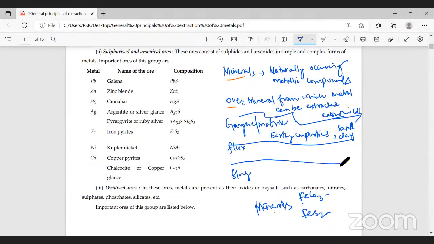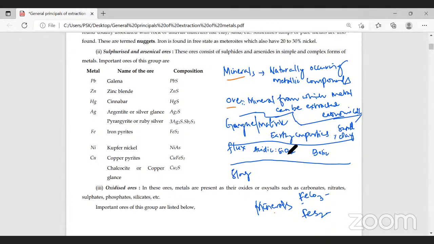Now to remove this gangue particle, we need to use a chemical, and that chemical is called flux. Flux is a chemical substance which is used to remove gangue particles. This flux is of two types: one is acidic, the other one is basic. Acidic flux we will use when the impurity is basic. Example for acidic flux: silicon dioxide, sand, SiO2. Likewise, calcium carbonate or calcium oxide is an example for basic flux. If the impurity is acidic, then we will be using basic flux.